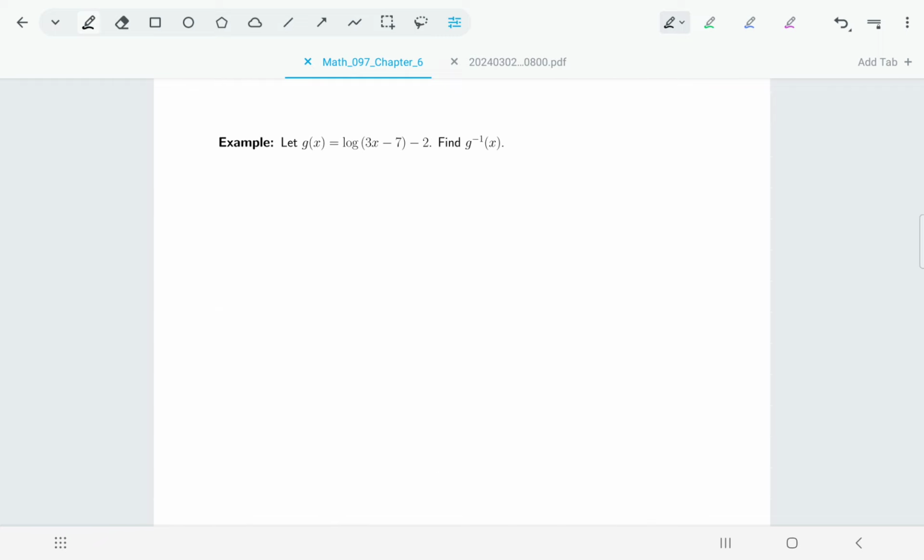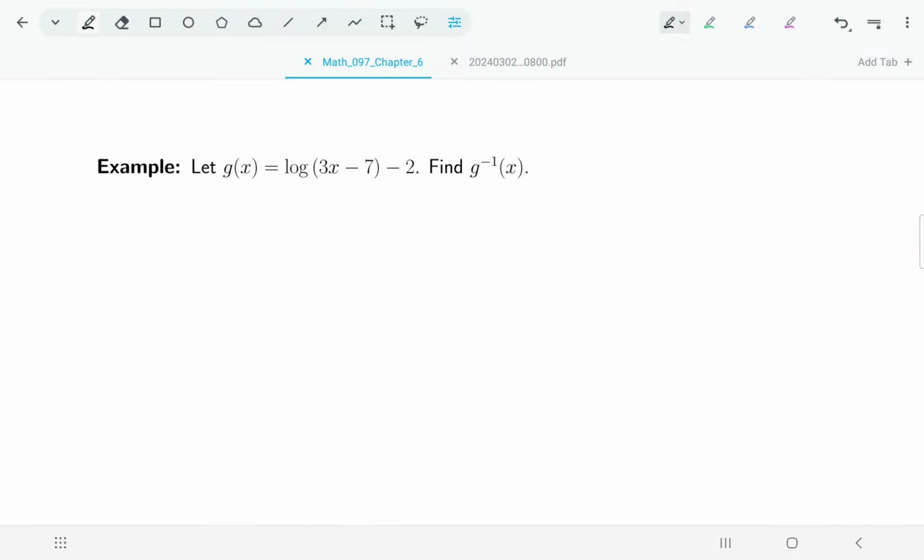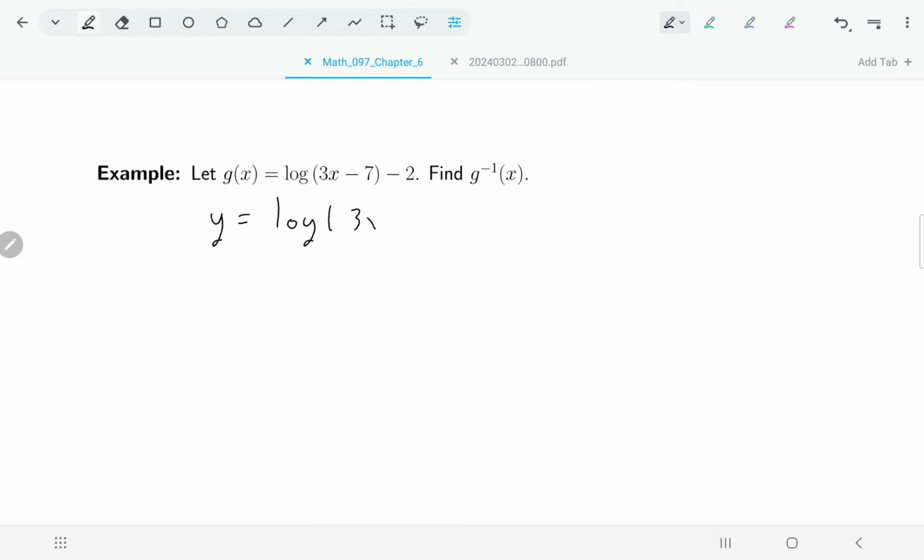We're also going to see that the same sort of thing would work if we had a function like this, a log function that I wanted to rewrite as an inverse. I know for a fact that this is log base 10 because you can see that there's no base written there. So I have g of x as log of 3x minus 7, minus 2. So that really is log base 10 of 3x minus 7. And I'm going to find my inverse the same way as before. I'm going to first write it as y equals. I'm going to switch my x's and y's and then solve.